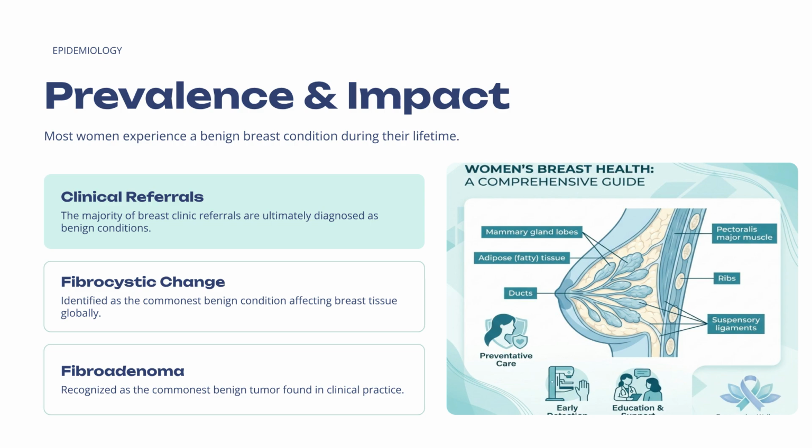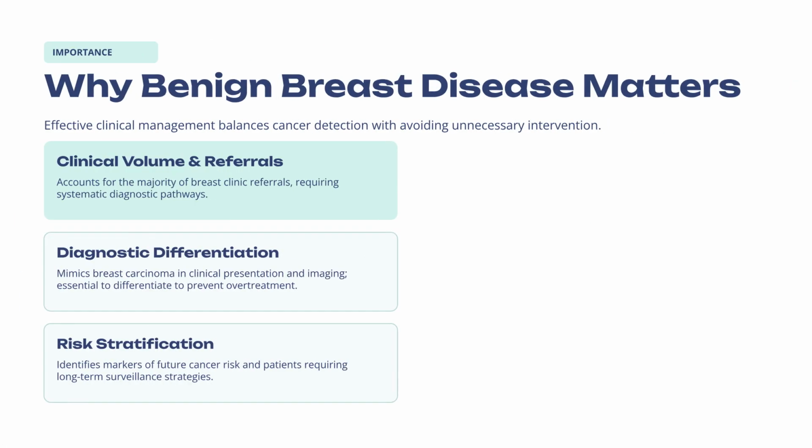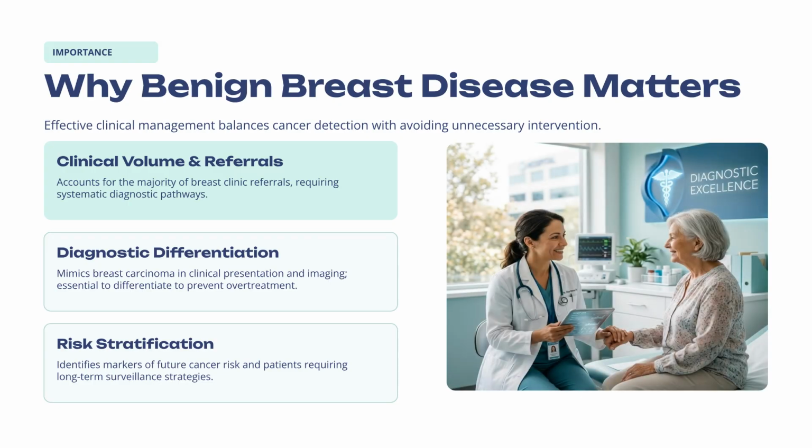Benign breast conditions are highly prevalent. Many clinical referrals ultimately result in these diagnoses, with fibrocystic changes and fibroadenomas being the most common entities encountered in practice. Managing these conditions is important to balance cancer detection with avoiding unnecessary interventions. We must use systematic pathways for differentiation and risk stratification.